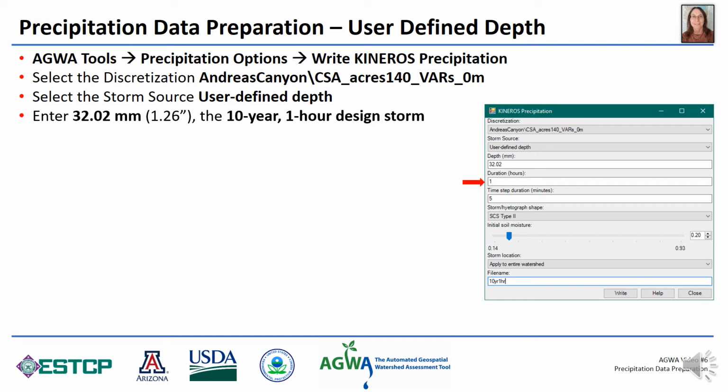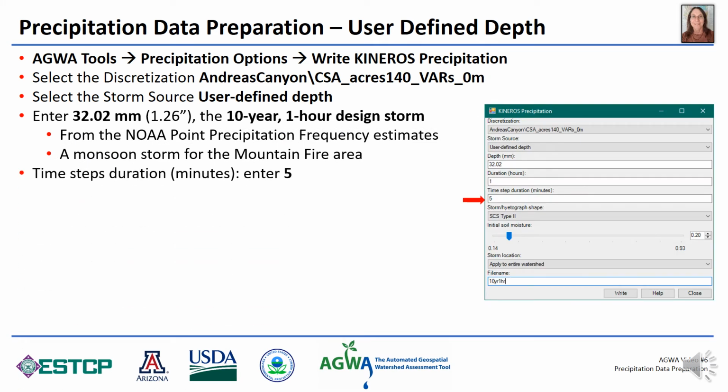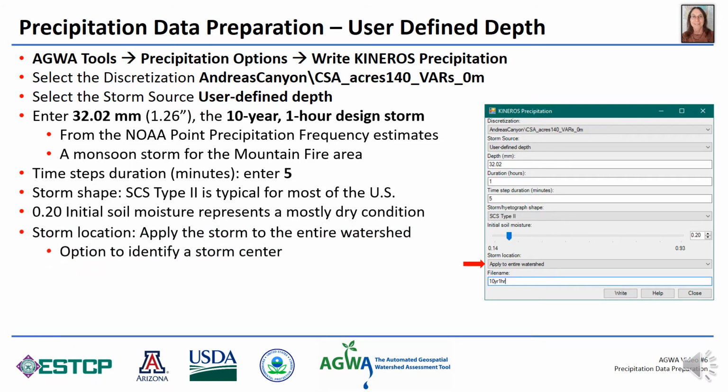This is about 1.26 inches and is from the NOAA Point Precipitation Frequency Estimates, and represents a typical monsoon storm for the mountain fire area. Next, enter 5 for a 5-minute time step. Select the SCS Type 2 storm shape distribution, which is typical for most of the U.S. Leave the initial soil moisture at 0.2 to represent a mostly dry condition.